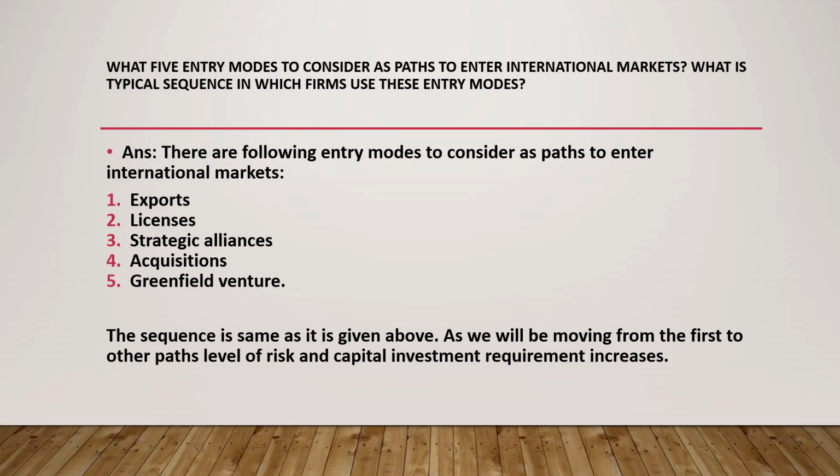What 5 entry modes to consider as paths to enter international markets? What is the typical sequence in which firms use these entry modes? So there are following entry modes to consider as paths to enter international markets. Number 1. Exports, license, strategic alliance, acquisitions, and finally greenfield venture. The sequence is the same as it is given above, as we will be moving from the first to other paths. Level of risk and capital investment requirements increases.